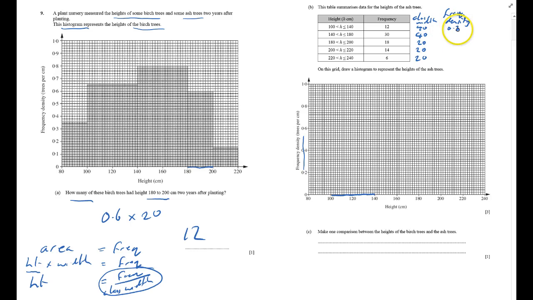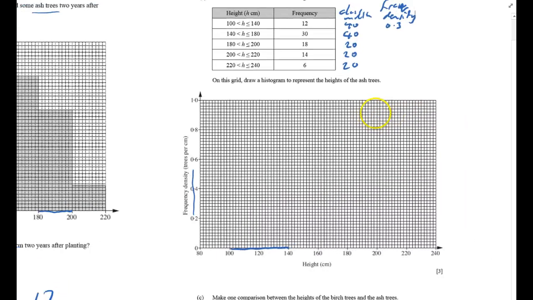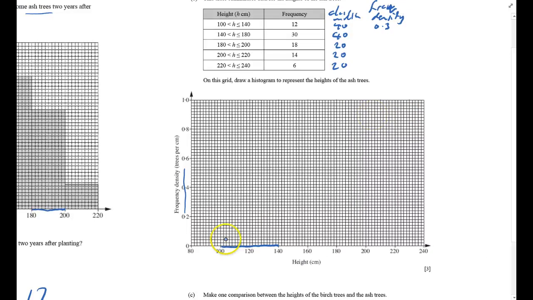Just check that that makes sense. 0.3. Let's just zoom in a bit on it. 0.3 goes up to there. Should be drawn, of course, with a ruler. And 0.3 does fit the scale. Then between 140 and 180, that's 0.75.